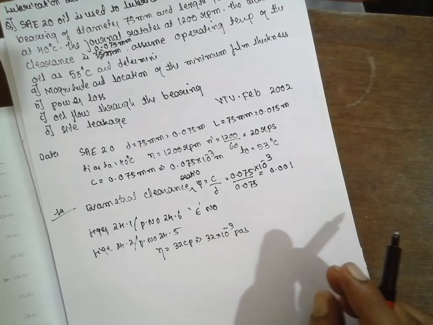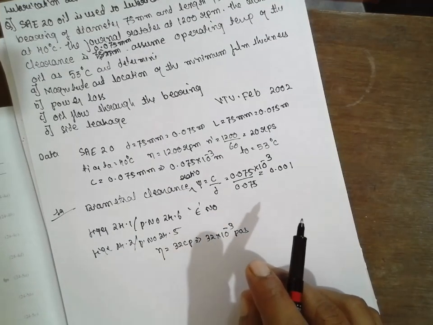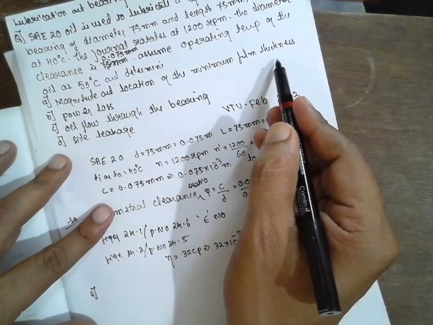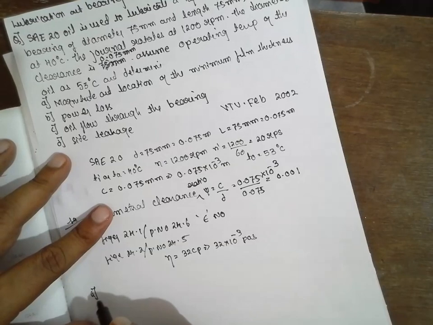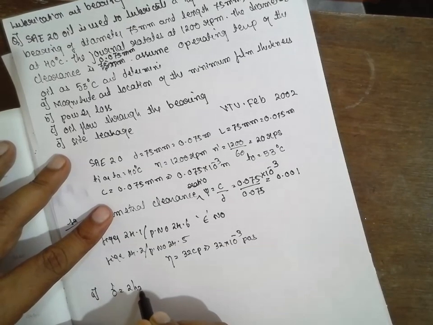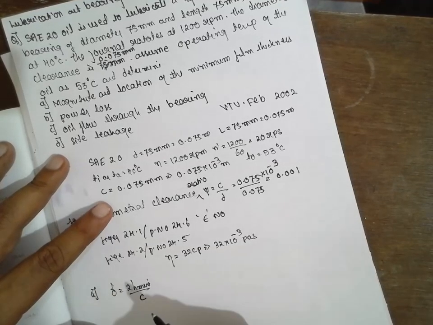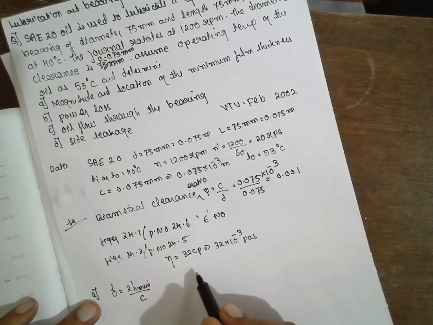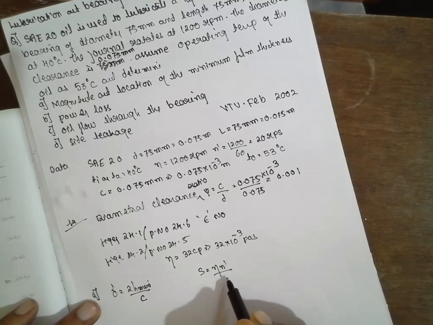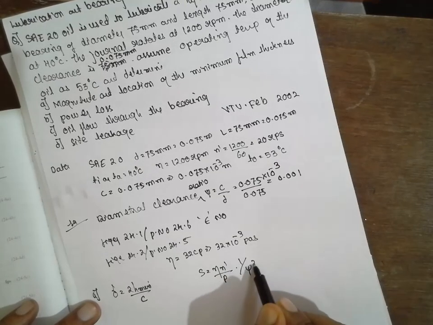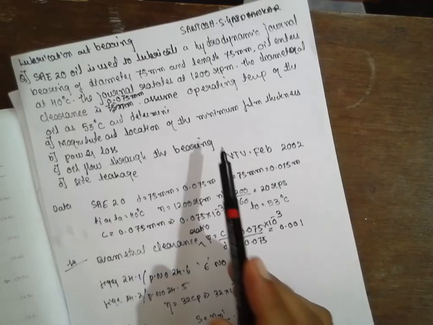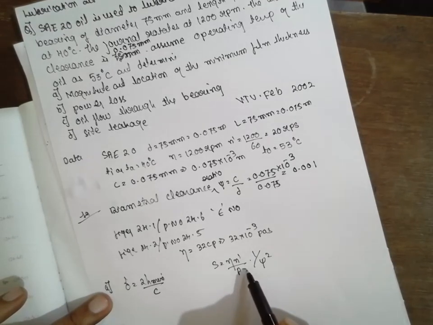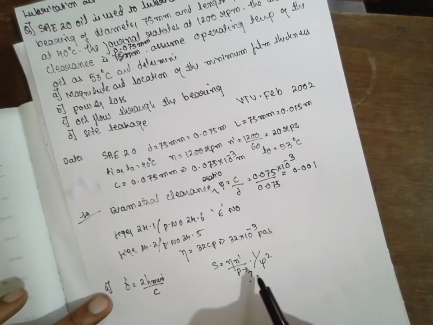After getting this, you have to find out the magnitude and location of the minimum film thickness. Delta is nothing but 2h mean divided by c. We have to find out the delta. How? The formula for Sommerfeld number is S equal to n dash into n divided by p into 1 divided by psi square. We don't know p because W is not given. If the Sommerfeld number were known, we could go to the Raimondi table and find everything. But this is unknown for us, therefore not possible.